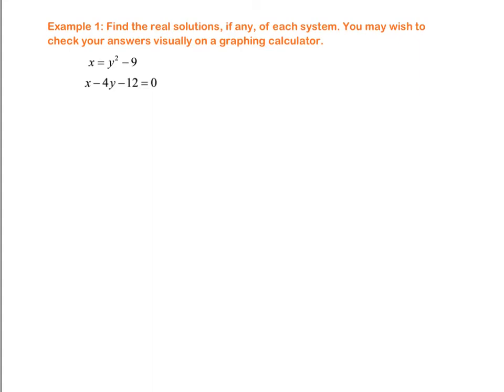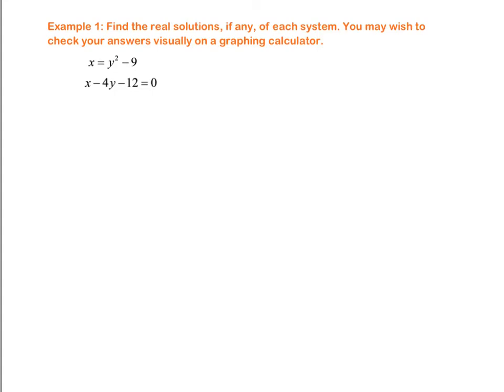So here's an example. It says find the real solutions of each system. You may wish to use a graphing calculator to check your answers visually, because we can put these in a graphing calculator and see where they intersect and see if that's about the points that we get. But we don't actually have to graph these. We can just do this all algebraically. It's nice to think about what you would be graphing.